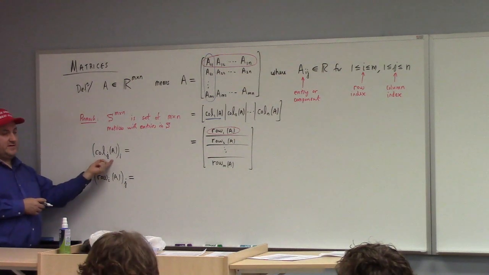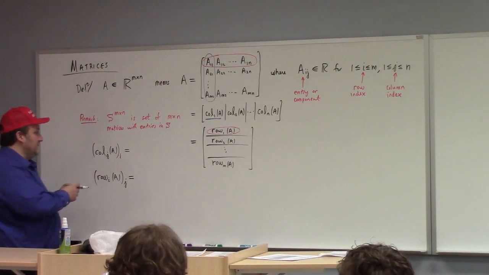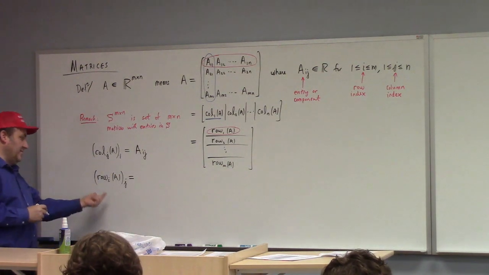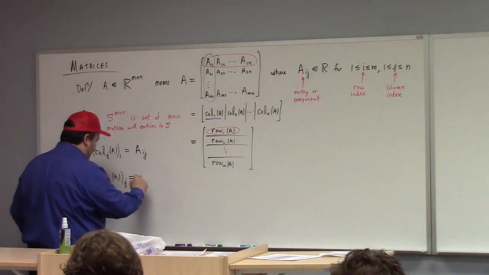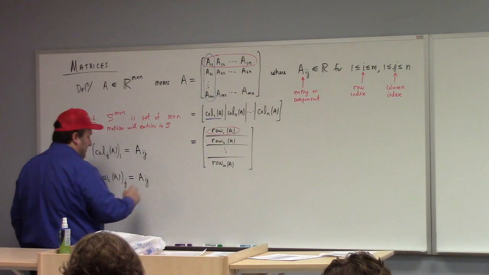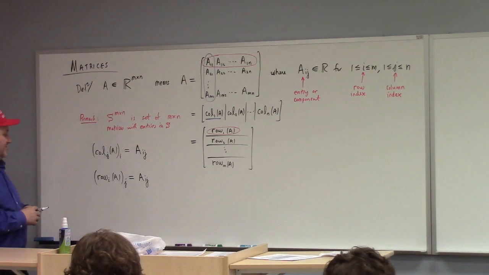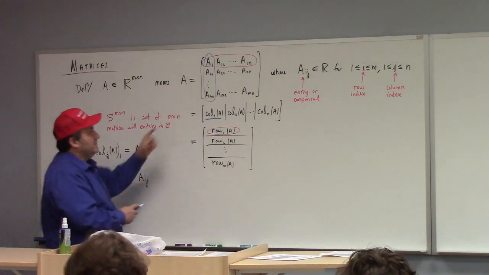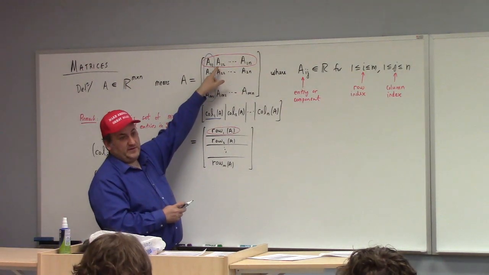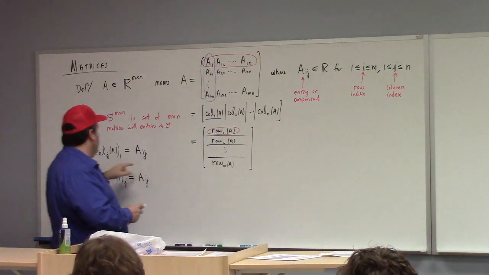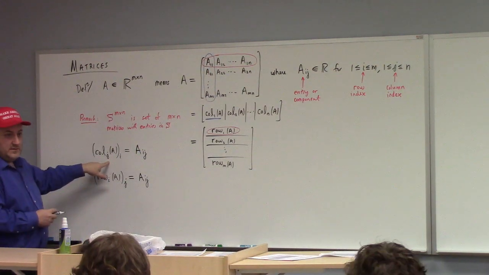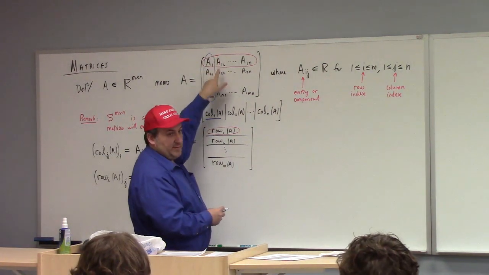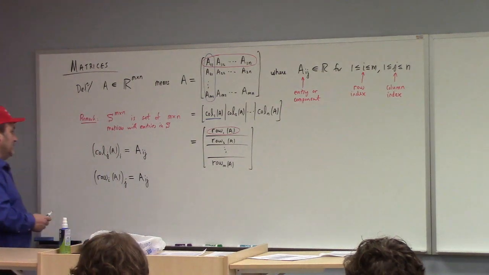Okay, so what's the ith component of the jth column? Well, it is Aij. And the jth component of the ith row is Aij. So, for example, let's be specific here. If I want to look at row 1, component 2, that's this guy right here, A12, right? If I want to look at column 2, component 1, that's also A12. So that's how this notation works.